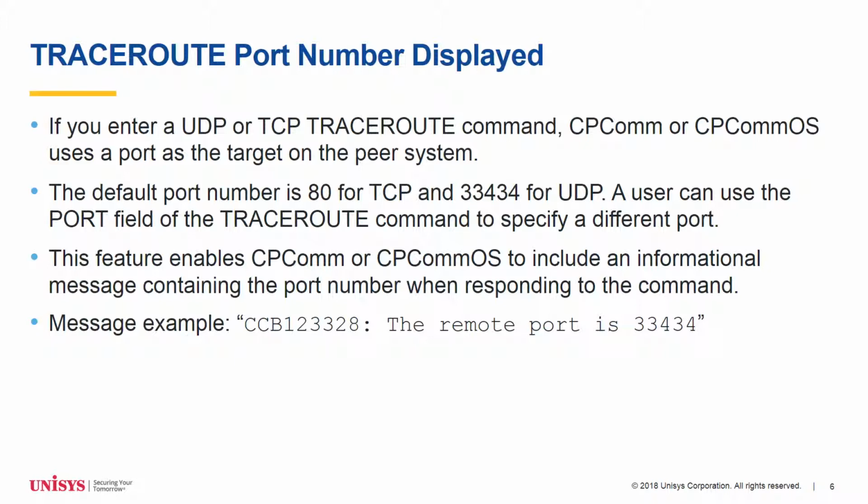If you enter a traceroute command that specifies either TCP or UDP in the protocol field, CPComm or CPCommOS selects the destination port number for each use in contacting the remote system. You can select a port number on the command by specifying the port field. This feature adds a command response message that indicates which port was used to contact the remote system. Knowing the port number can be quite useful for submitting successful traceroute commands. For example, you can use this information to help you determine which ports are being blocked by firewalls.